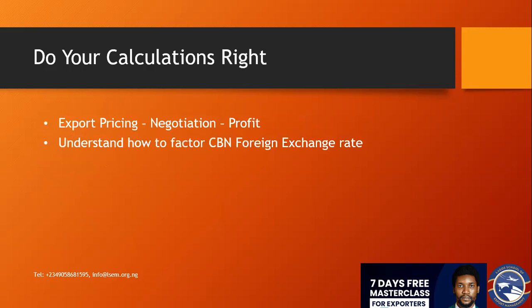So do your calculations right. In one of our classes, I've forgotten which, I was talking about the bulletproof export contract. You have to do your calculations right. Make sure that your pricing is correct. It didn't come as a result of pressure. It didn't come as a result of misunderstanding or making a mistake. You made sure that you checked everything, and everything is correct. So do your calculations right: the export pricing, the negotiation, down to the profit. Everything has to be done right. So you understand how to factor the CBN foreign exchange rate.